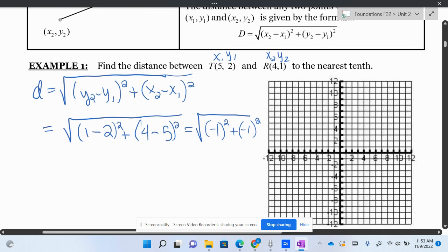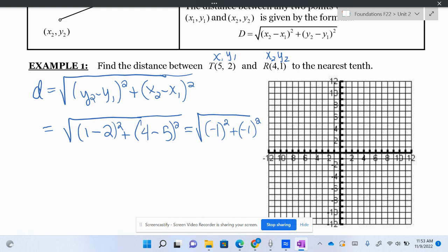Have I done anything that we don't understand? Yes. Okay, what did I do that confused you? Okay, so 1 minus 2. So I need to figure out what negative 1 squared is. So negative 1 times negative 1 is what? Positive 1. So negative 1 squared again is also a positive 1.